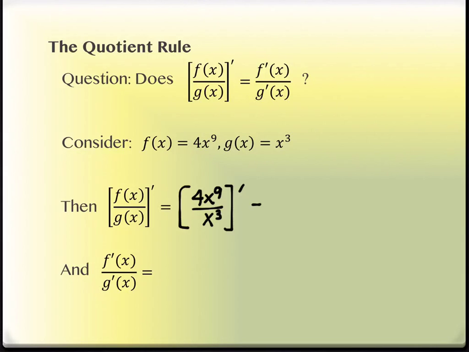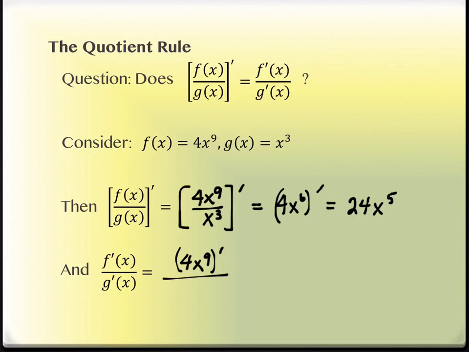So if I divide them, what is 4x to the 9th divided by x cubed? Yeah, 4x to the 6th. And what's the derivative of 4x to the 6th? 24x to the 5th. Very good. Now we're going to do it the other order on the second piece. So we're going to take the 4x to the 9th, and we're going to take its derivative. We're going to take the x cubed, and we're going to take its derivative, and then we're going to divide them.